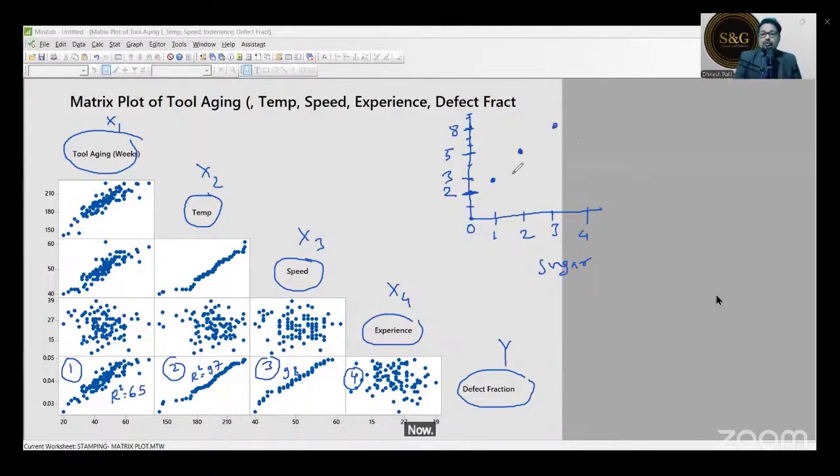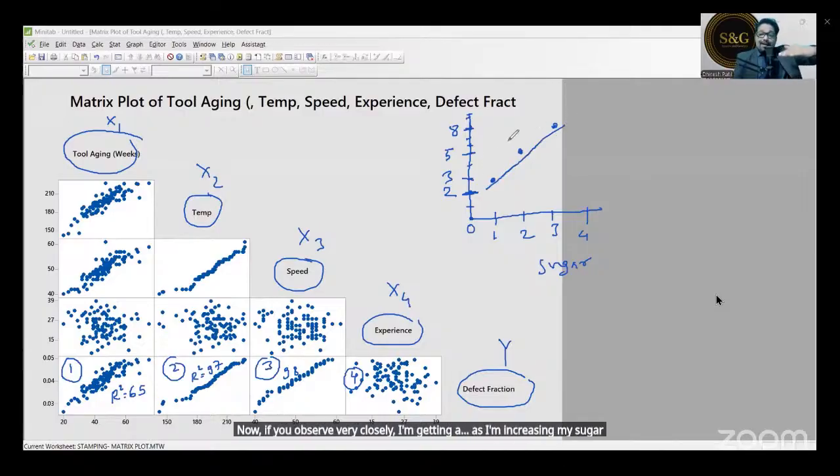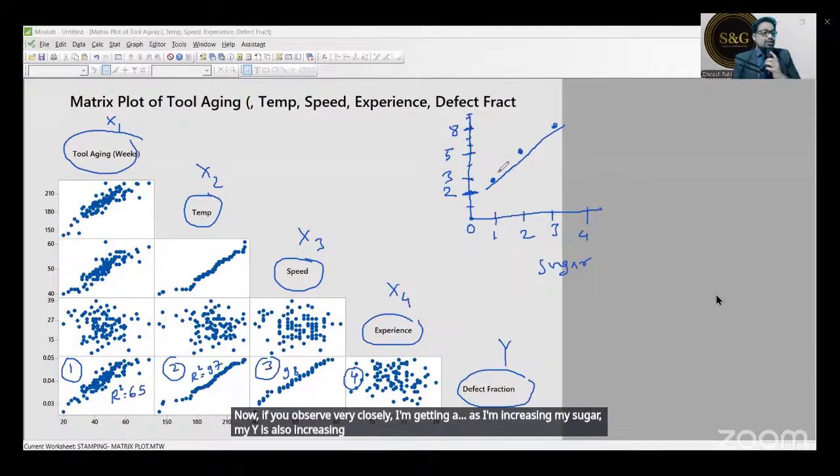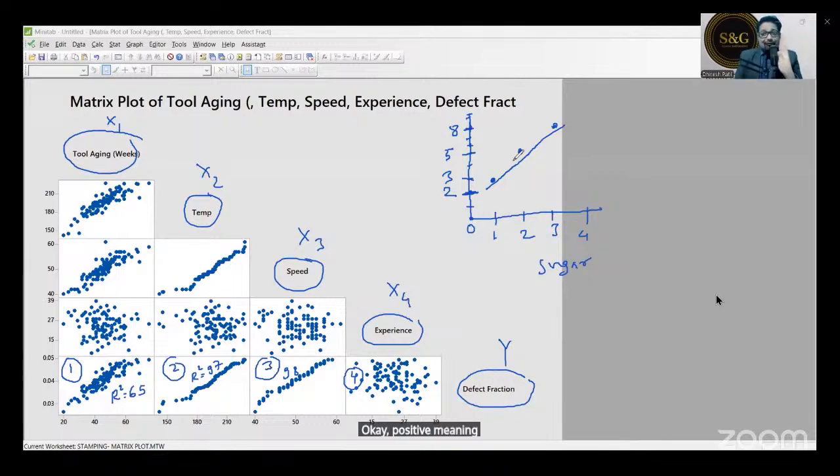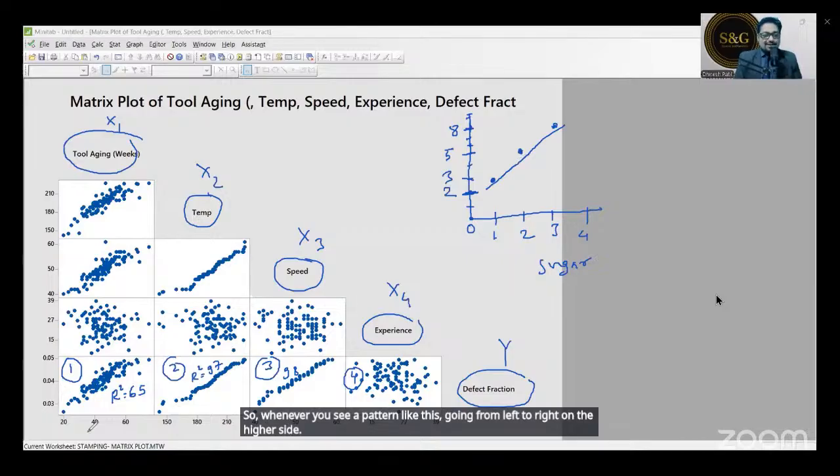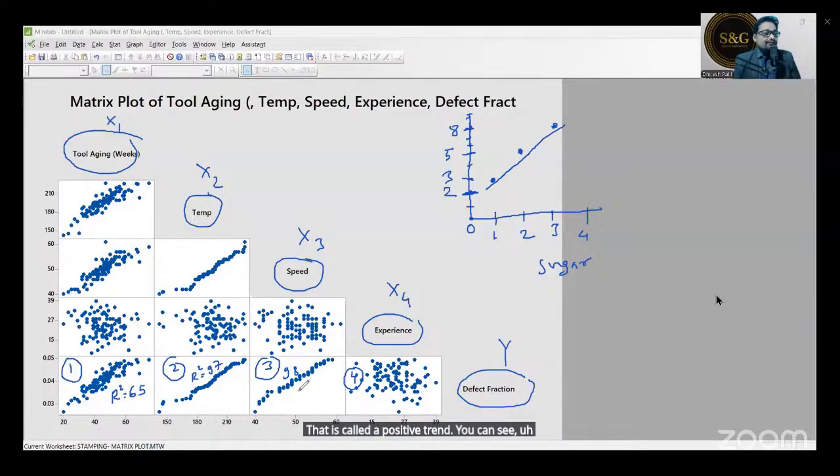Now, if you observe very closely, as I'm increasing my sugar, my Y is also increasing. That is called a positive relationship. Positive meaning my X is increasing and Y is also increasing. Clear? I am studying more, I am getting more marks. Whenever you see a pattern going from left to right on the higher side, that is called a positive trend. You can see graphs 1, 2, and 3 from the bottom are positive graphs. Are you clear, Narsimhaji? Just give me yes in the chat box.